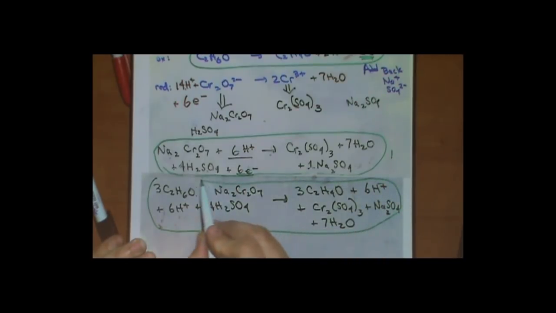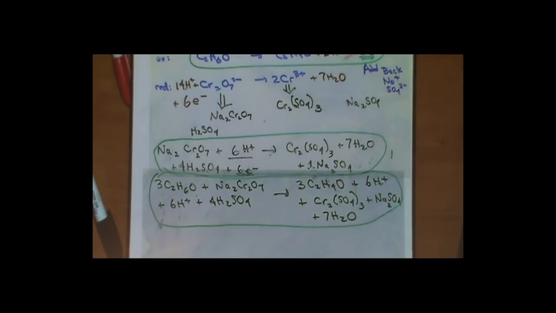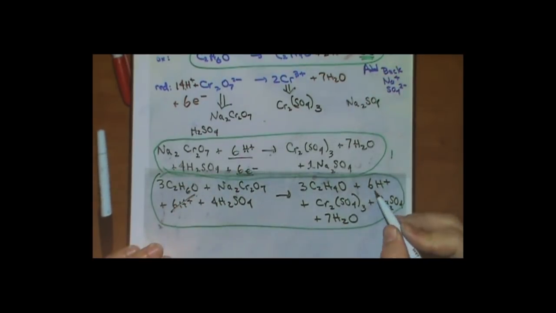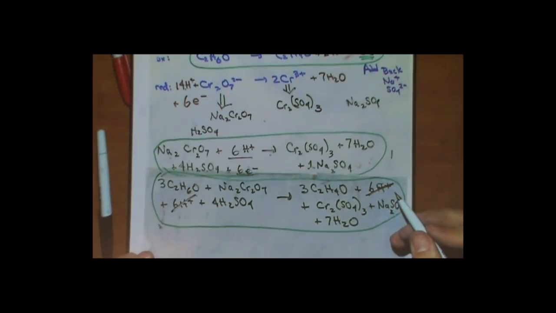Oh yeah. Oh wait, there's one thing. I don't know what you said, but I hope you said to cancel the hydrogens. There's 6 on each side. Oh, state symbols. I believe we're not going to ask you for state symbols. Oh, okay, you're welcome. Oh wow. Yes, no state symbols.